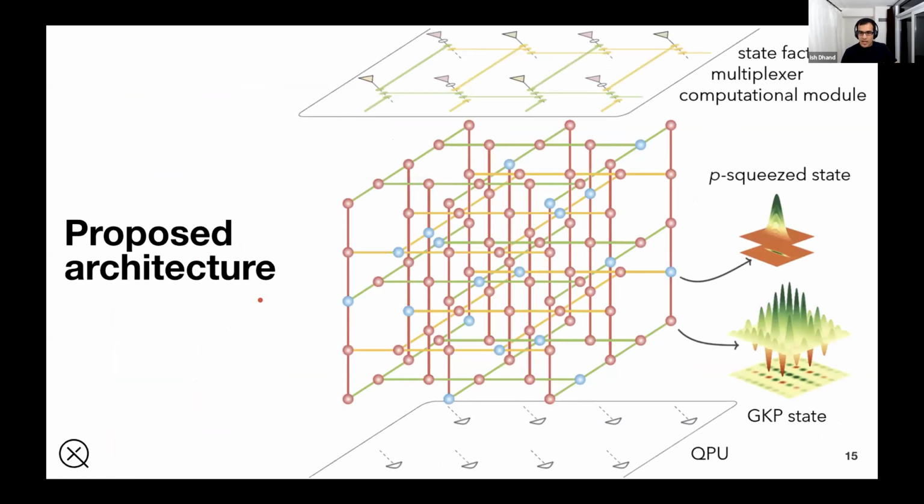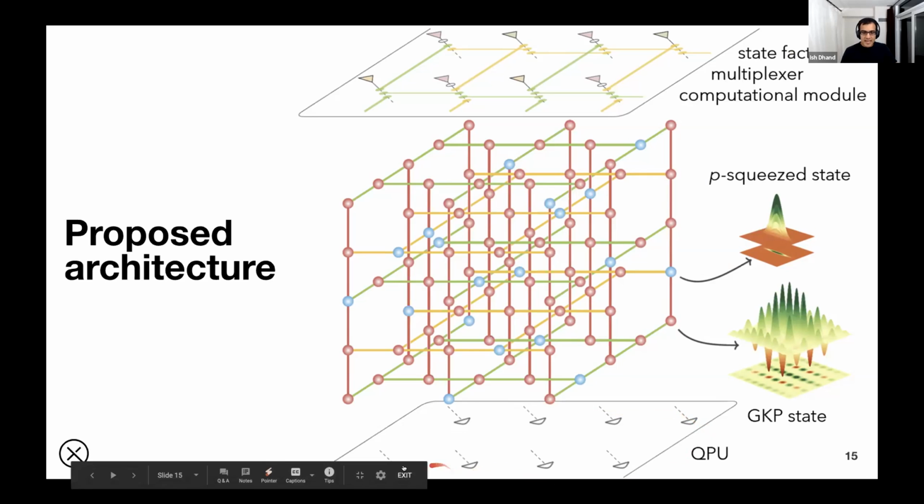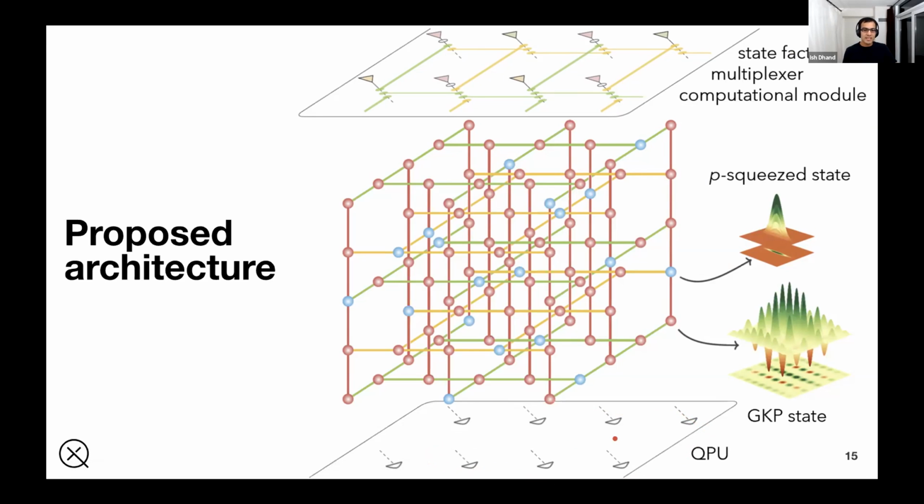Okay, let's put everything together now. We have a state factory which generates the GBS, which generates the GKP states. We have multiplexers which boost the probabilities of generating the GKP states. And we have this computational module, this chip that I just showed, which can stitch together our qubits into a hybrid resource state. The hybrid resource state has either GKP states or momentum squeezed states. You can perform computation on this hybrid resource state by just performing homodyne detection, which can also be done at room temperature on the chip. And just by changing the phase of the homodyne local oscillator, you can perform measurements in different bases.